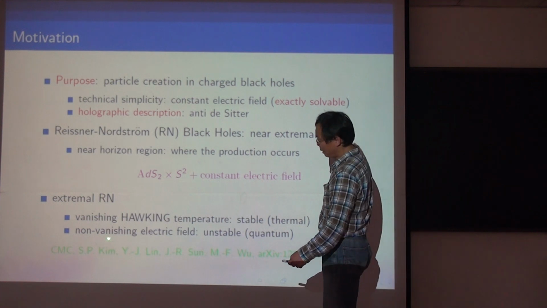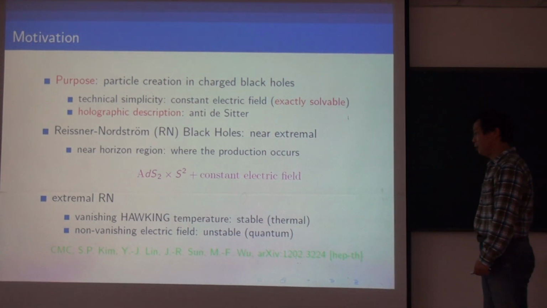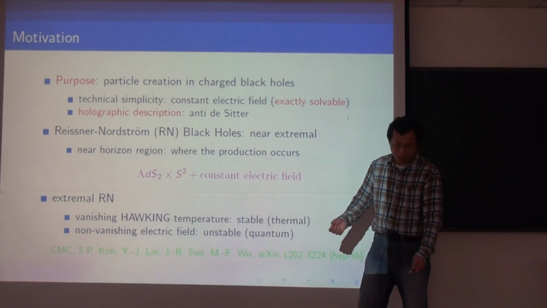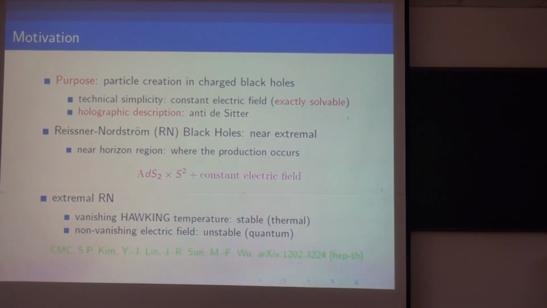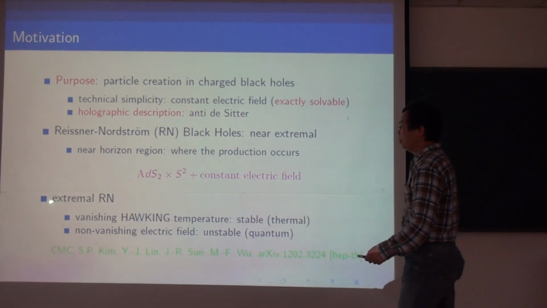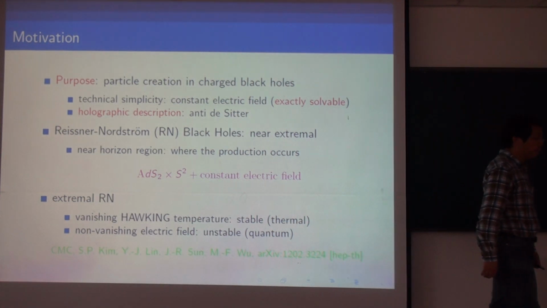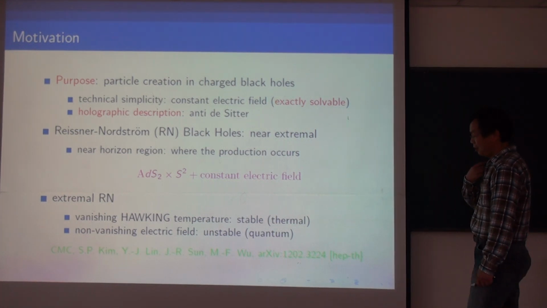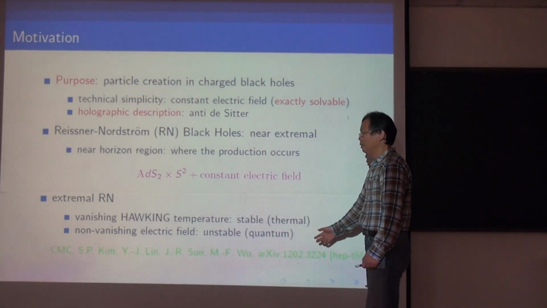But there is the constant electric field. So the electric field does not vanish, and this means they can produce particles due to the Schwinger mechanism. So this means that even though the extreme black hole is thermodynamically stable, it can still have particle production.